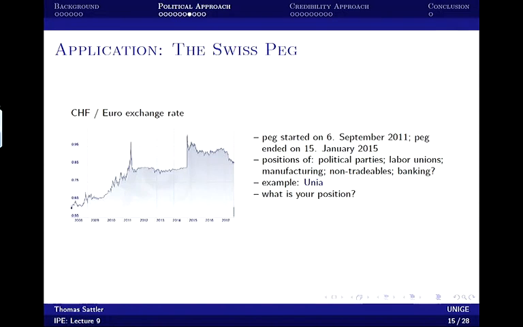Why do you think it was wrong to do it? Those who thought it was wrong, why? Yes? So it's all about the exporters, right? And also about the import. So here you can see how the exporters have a clear interest for a low exchange rate. Who would be those who compete against imports in Switzerland? Let's make this a bit more specific. Who is competing against imports?